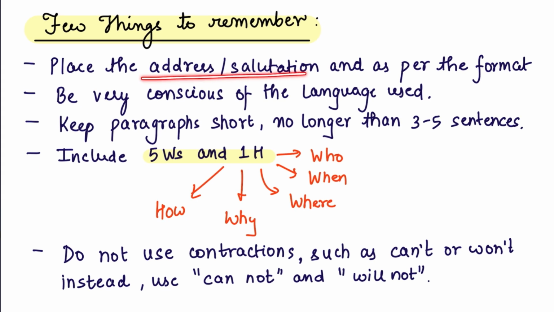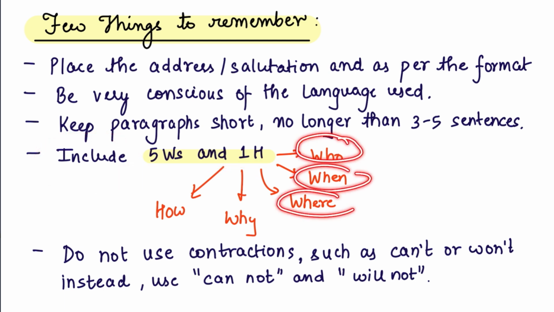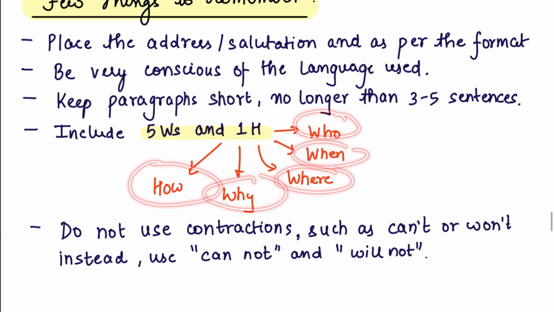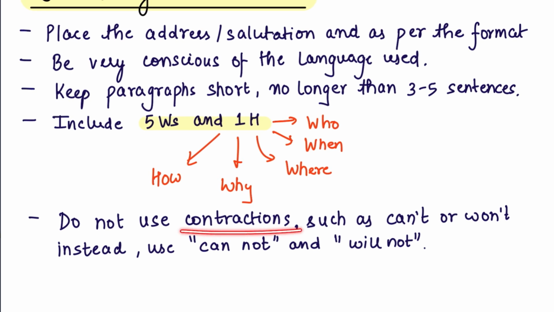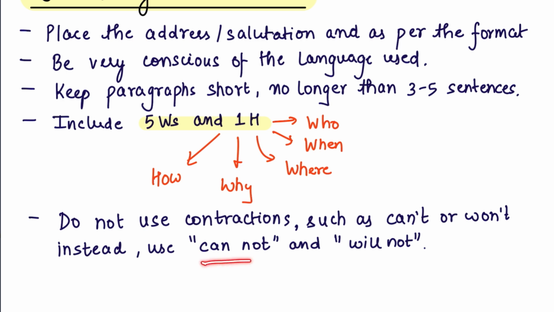Place the address or salutation as per the format. Be very conscious of the language used. Keep paragraphs short, no longer than 3 to 5 sentences. Include these things, 5 W's and 1 H. That means who, what, when, where, why and how. Do not use contractions. What does it mean? It means you can't use can't, or won't. You can't use this shortcut. You have to write cannot or will not.